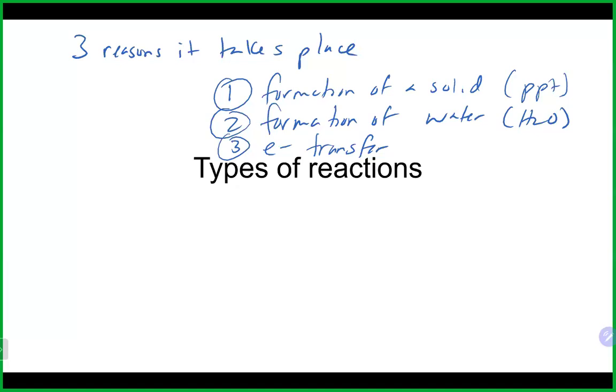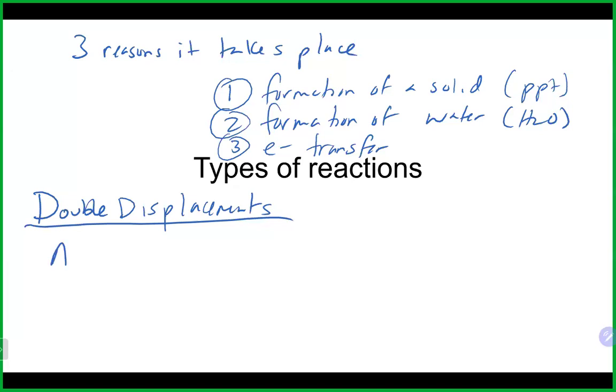Now, when we talk about reactions, there are multiple ways that you could classify the same reaction, but pretty much all reactions fall under 2 umbrellas of reactions. And we're going to talk about those 2 types of reactions. The first type of umbrella reactions are what are known as double displacement reactions. And double displacement reactions, as we will see, basically have this setup.